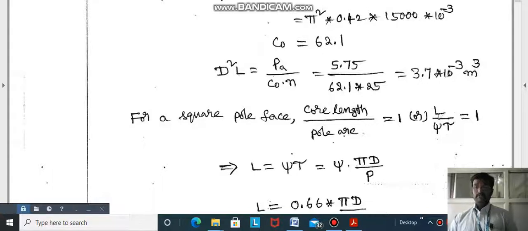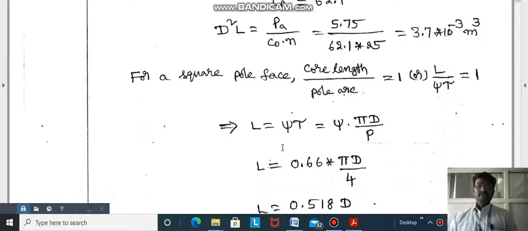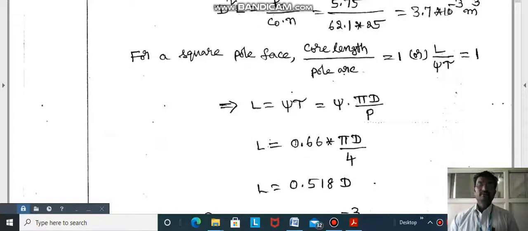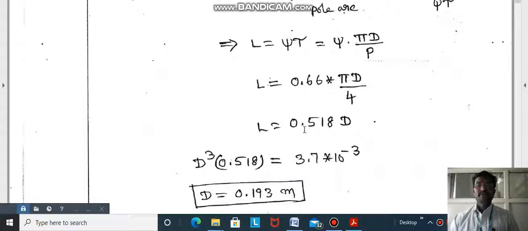Okay, so L by psi tau is equal to 1. So L is equal to psi into tau. So psi into pi d, tau value is nothing but pi d by p. So pi d by number of poles, 4. So L is equal to 0.66. Psi value is given in the problem itself. Okay, pole arc to pole pitch is nothing but psi. Okay, 0.66 into pi d by 4. So L is equal to 0.518 d.